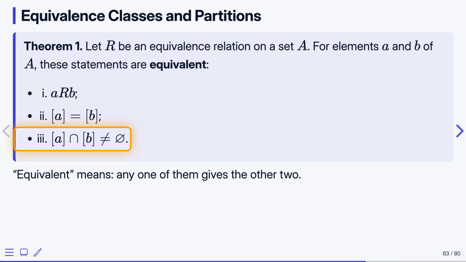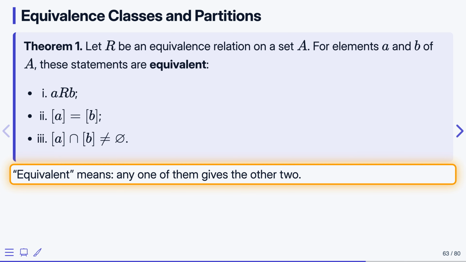Read the symbols carefully. They say the intersection is not empty. When we say the 3 are equivalent, we mean any one of them gives you the other 2. Let's prove one direction on the next slide.